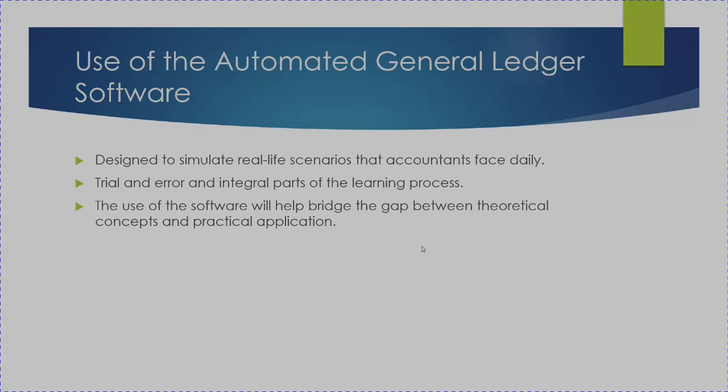How are the calculations done? What are the different tax rates? How do we calculate federal income tax using the wage bracket method? The different methods that we employ. So now we're going to use all of that knowledge and apply it to a system. The use of the software is going to help bridge the gap between the theoretical concepts that we've learned so far and the actual practical application of it. So it's going to be a wonderful experience.